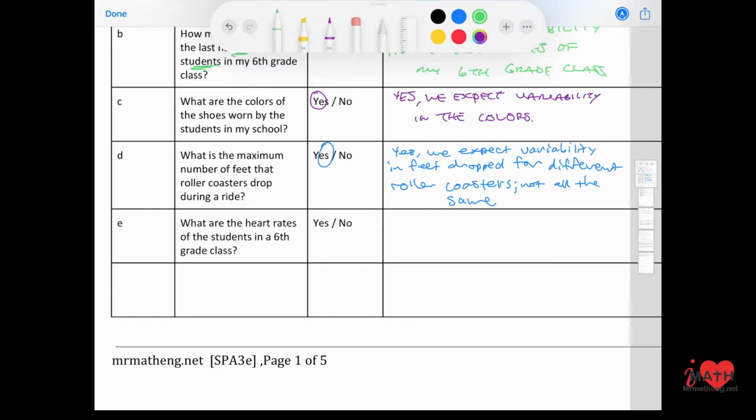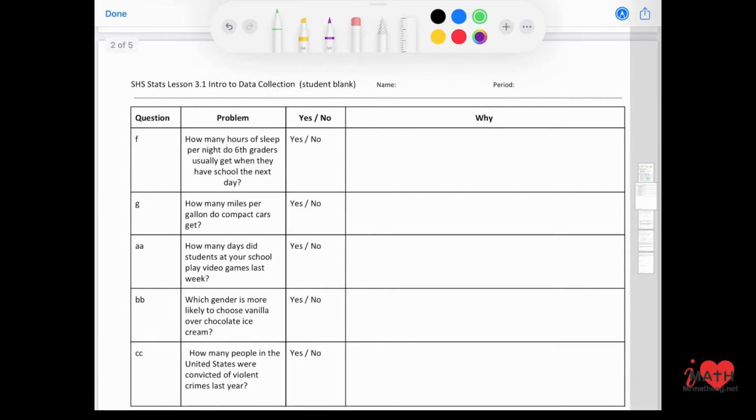Okay, E. What are the heart rates in a 6th grade class? Are those going to vary? Yes. Varying heart rates. Everyone will have different heart rates. Okay, on the next page, go ahead and try F, G, double A, double B, double C, and then press play, and we'll go over those.